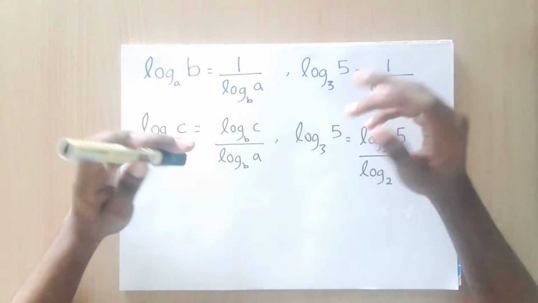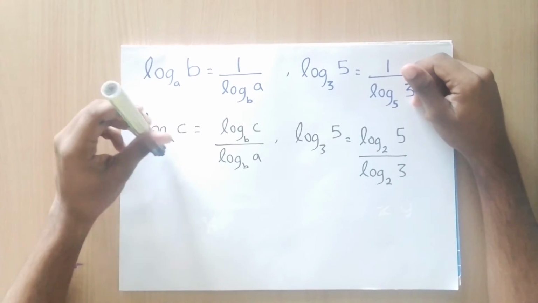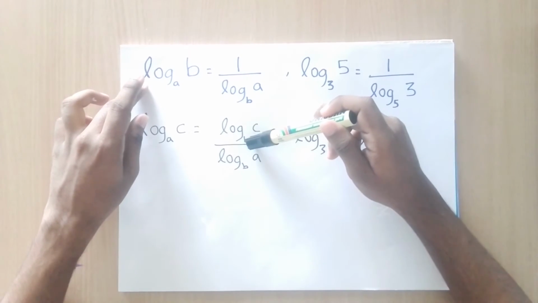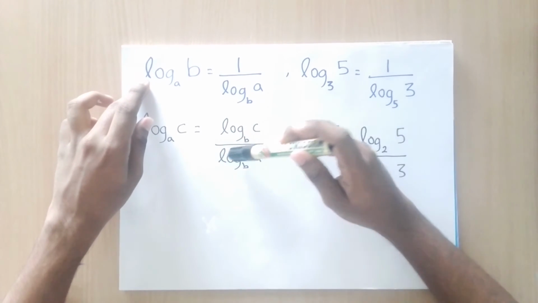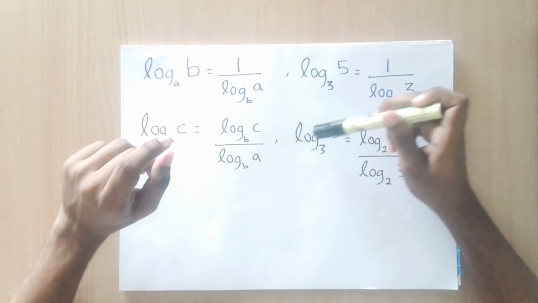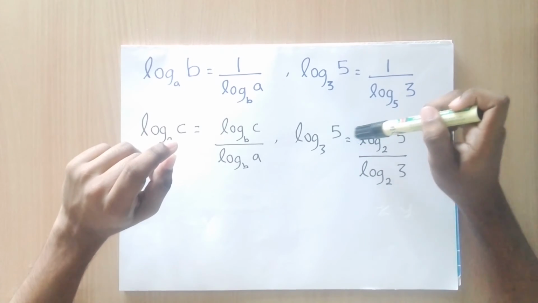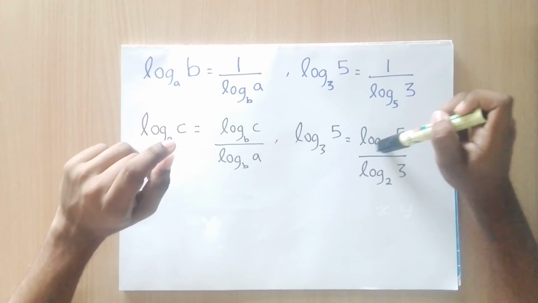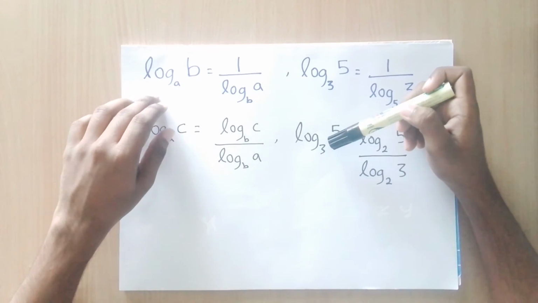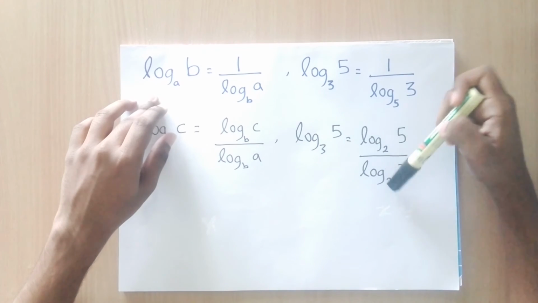To change to a base of your choice, we use this formula. Log of c to the base a equals log of c to the base b divided by log of a to the base b. For example, let's take log of 5 to the base 3. We can write it as log of 5 to the base 2 divided by log of 3 to the base 2. So here the base has been changed from 3 to 2.